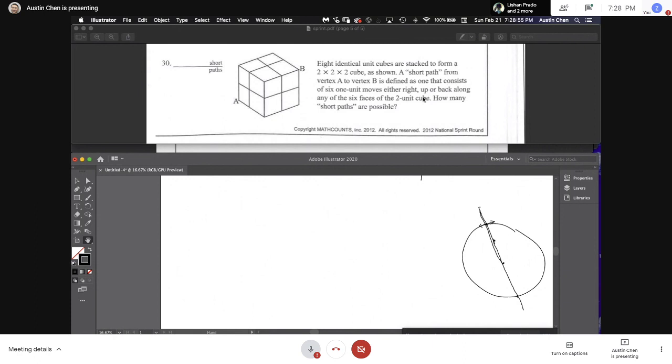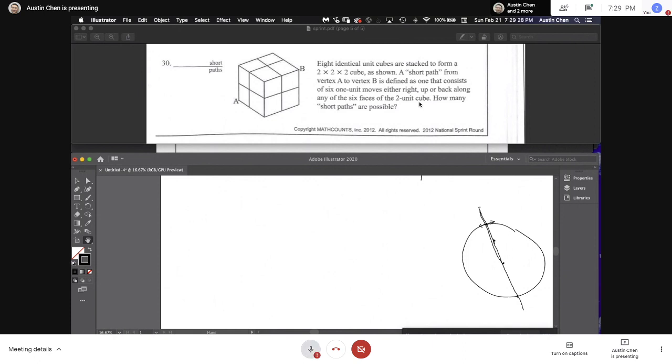Right? Or how could you interpret this, Bill? Right, up, or back? Okay, so for this problem, because it says a short path is defined as one that consists of 6 one-unit moves, the only way for you to get from A to B in 6 one-unit moves is if you go straight there and you're not turning back at all. So yeah, there's only 3 possible directions for you to go in if it's like that.